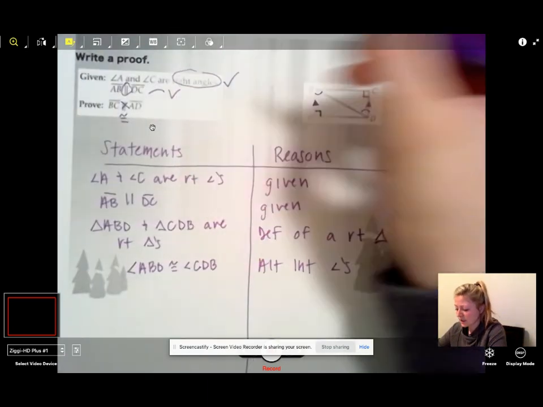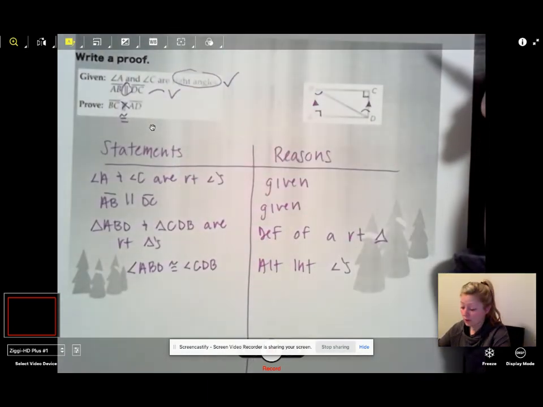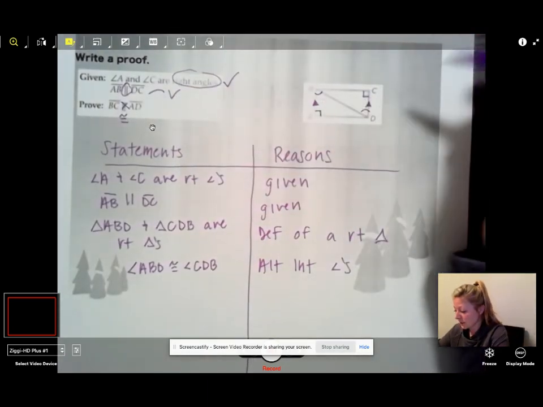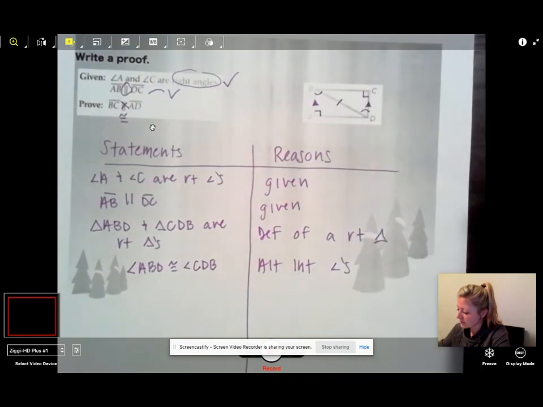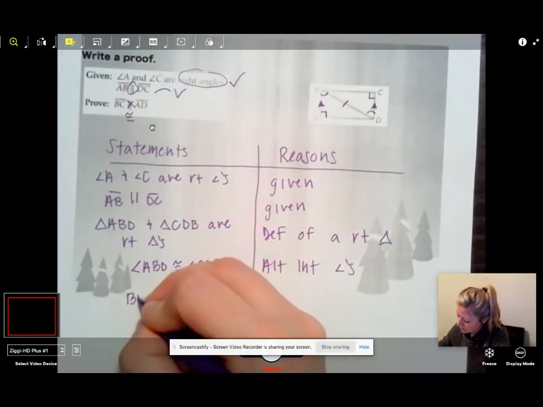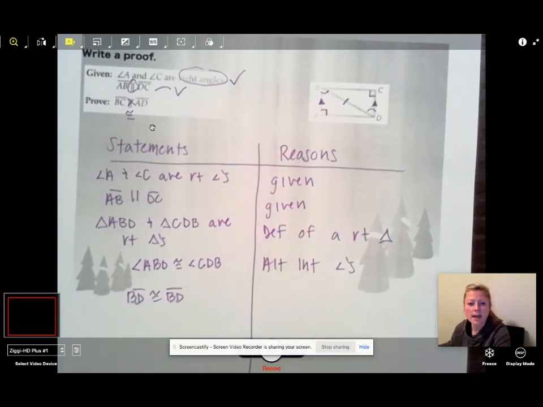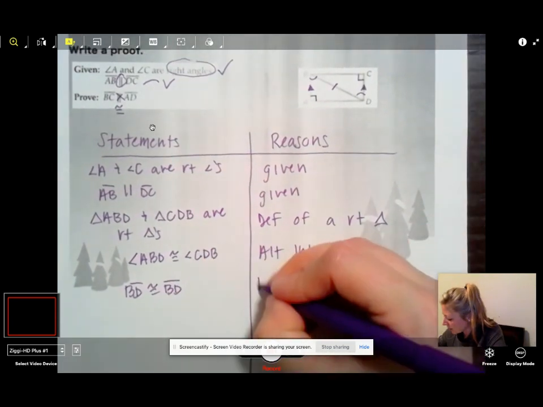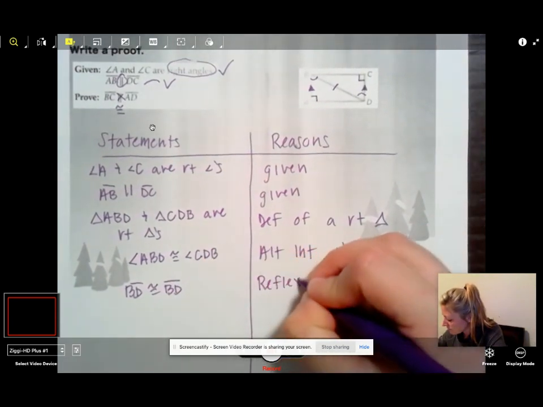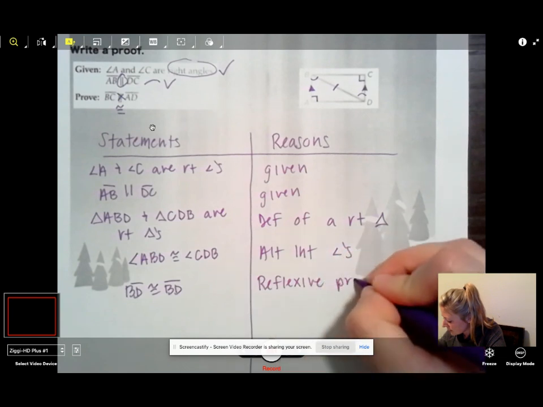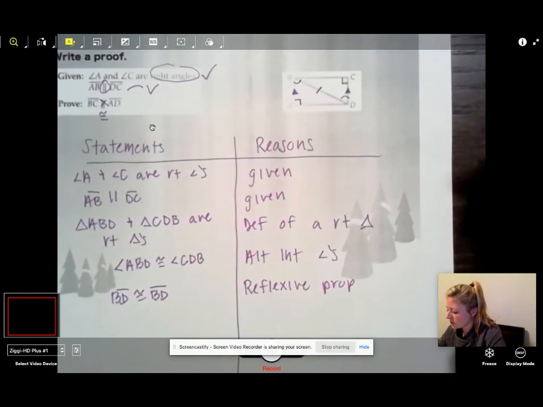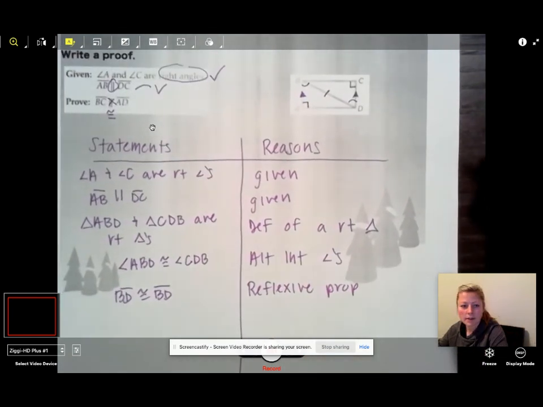So now we've used up our given, kids. What else do we know? Well, by just looking at our picture, how many times have we seen this? Where BD is equal to itself. So BD is congruent to BD. What property is that? That's the reflexive property. So now let's see if we have enough information to show that these triangles are congruent.